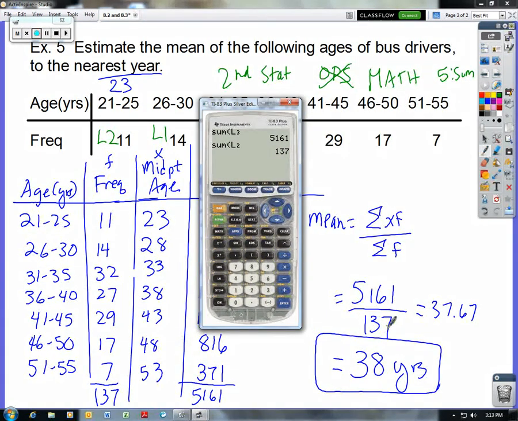So that gives you this, and then of course you can divide them and get the answer. Or you could have done sum L3 divided by sum L2 all at once and gotten it to do it all at once for you.